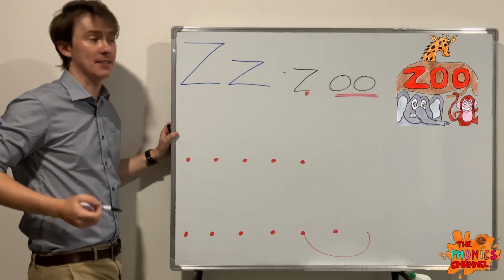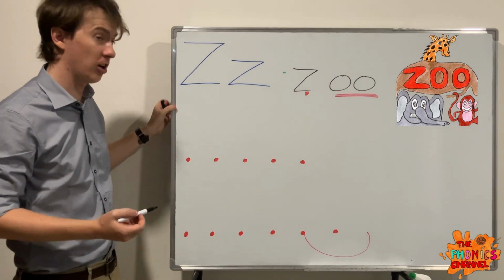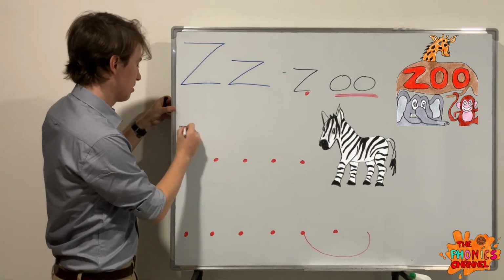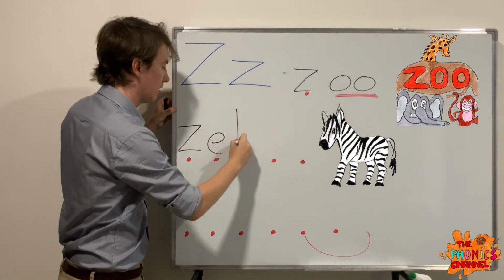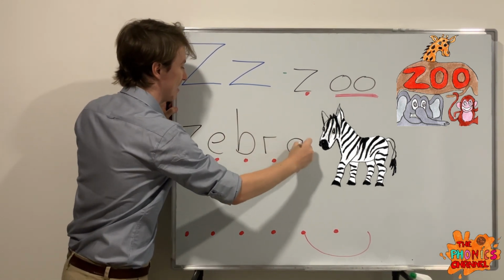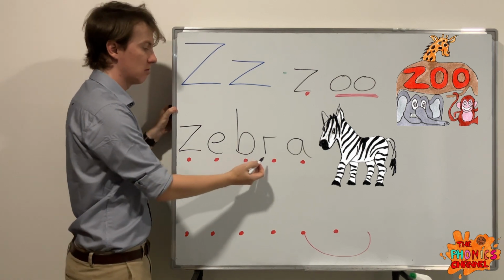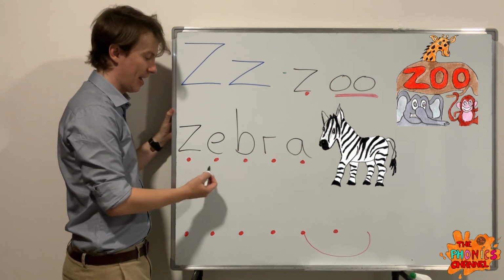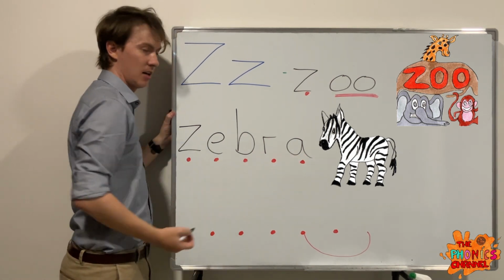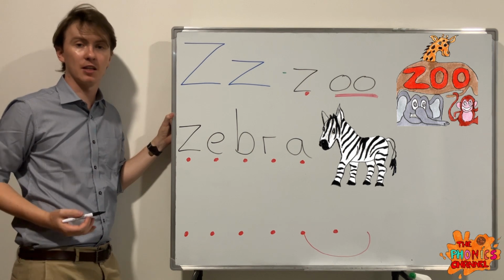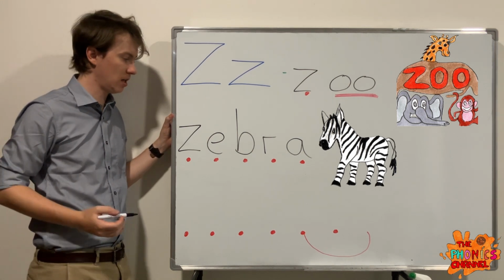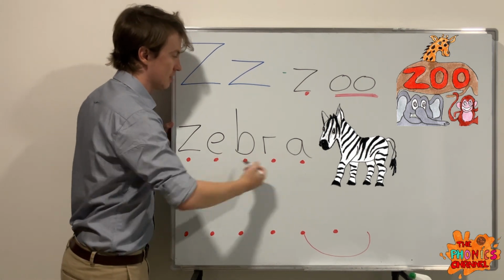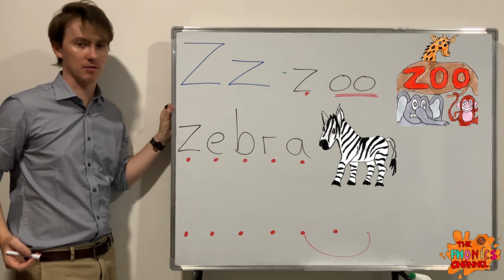You might find this animal in a zoo, or if not, you'll probably find it in Africa. Zebra, okay? Z, e, b, r, a. Zebra. I saw a zebra in the zoo, okay? Z, e, b, r, a. Zebra. 5 letters, 5 sounds there.